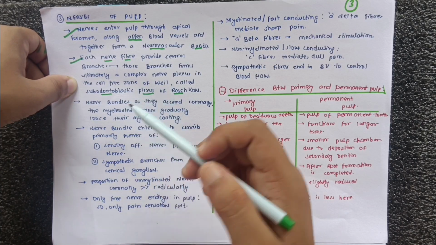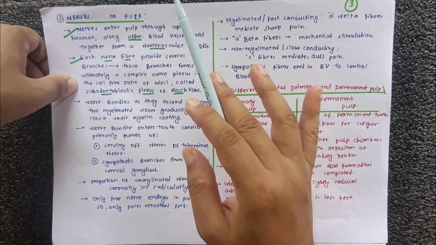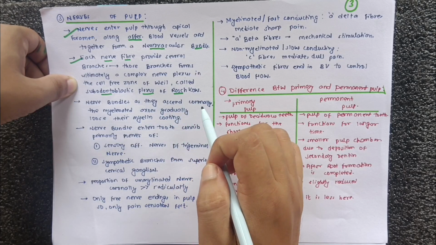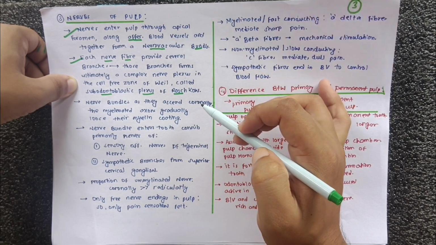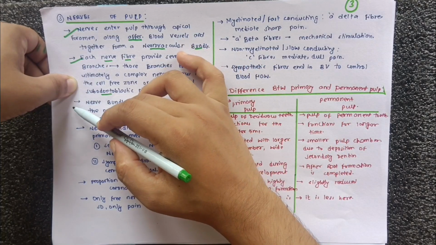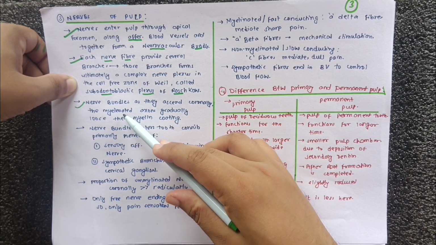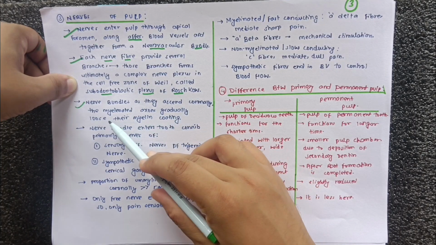So this plexus is formed by those nerve bundles that are entering from the apical foramen. After that, as the nerve bundles ascend coronally, the myelinated axons gradually lose their myelin coating. As they move to the coronal pulp, they just lose the myelination gradually.